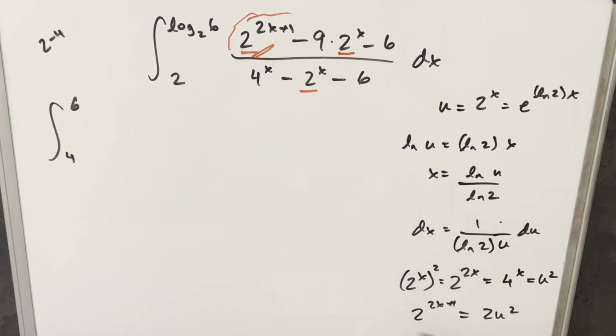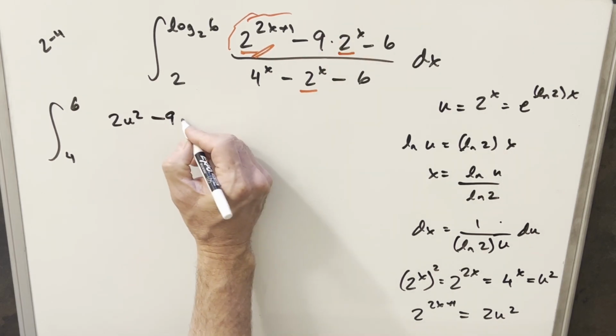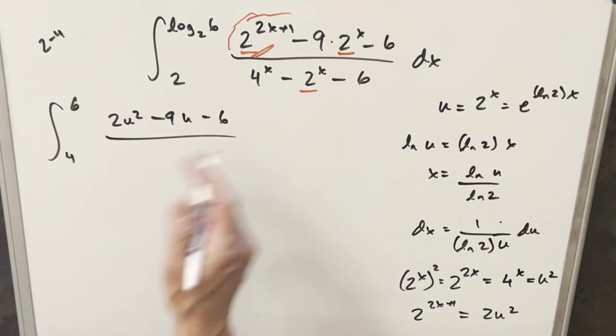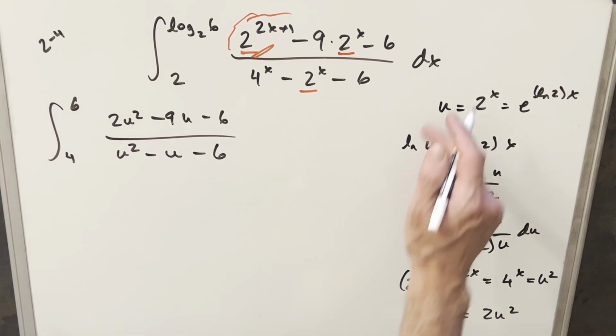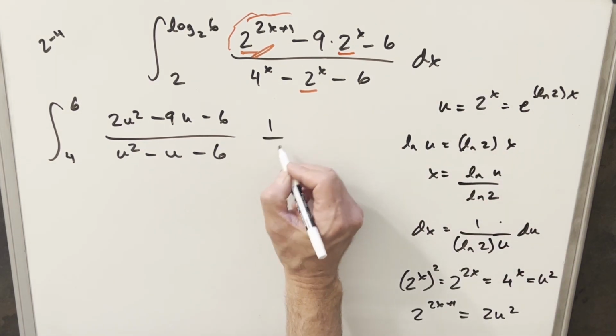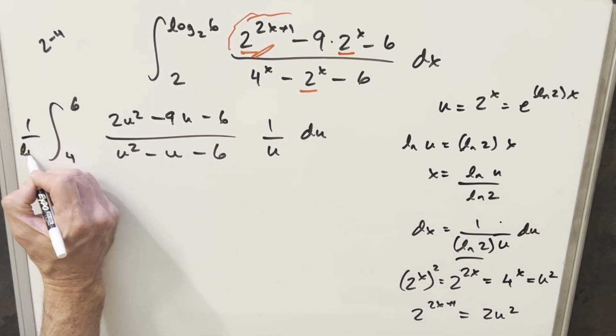Okay, now this value here we had determined was 2u squared. So we're going to have 2u squared minus 9. This is just u minus 6. And then here this is going to be just u squared minus u minus 6. And for our dx value, we're going to have basically 1 over u du, and I'm going to take this ln 2 and I'm just going to bring it out front of the integral.